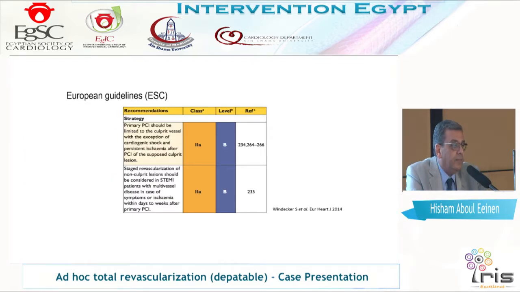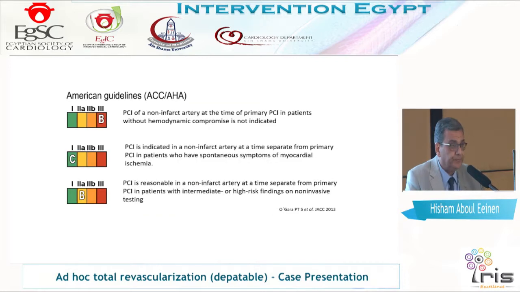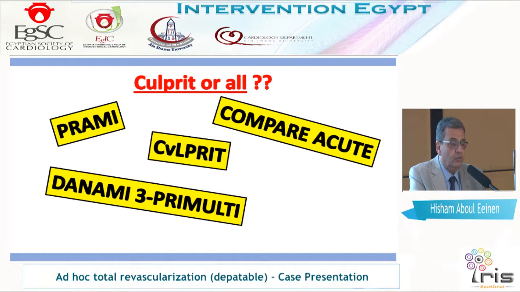At this time, early on in 2014, the European guidelines considered that primary PCI should be limited to the culprit vessel, with the exception of cardiogenic shock and persistent ischemia after PCI of the supposed culprit lesion. This is not the situation. American guidelines considered ad hoc PCI a harmful procedure, so it should not be done.